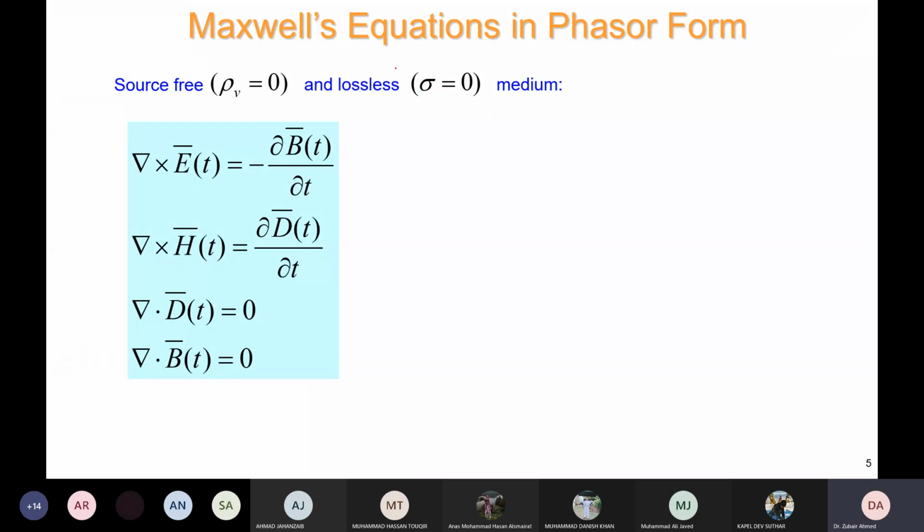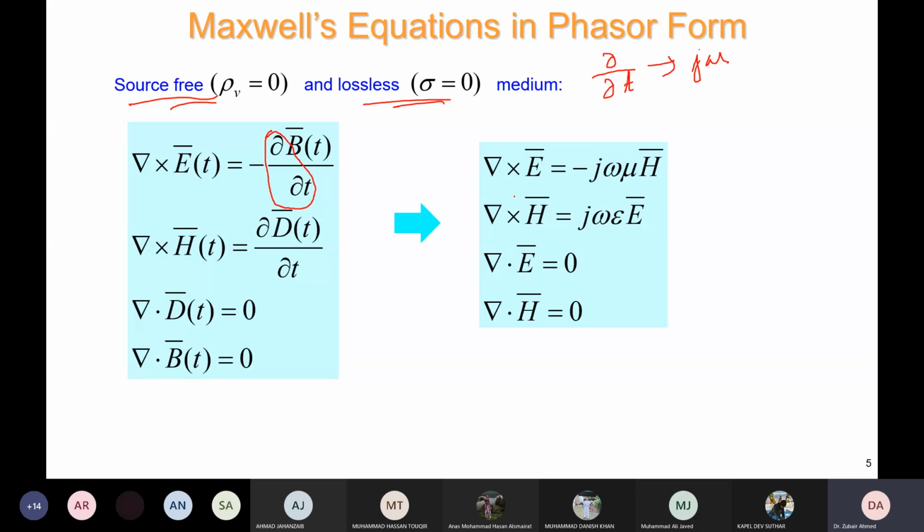We can also write these Maxwell equations in phasor form. So these are the Maxwell equations for source-free and lossless media. For writing this in phasor form, all you have to do is replace this partial t term with j omega, because differentiation in the time domain is equivalent to multiplication by j omega in the phasor or frequency domain. If we do so, we'll get these phasor equations.